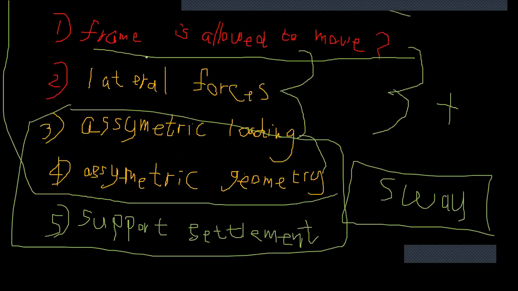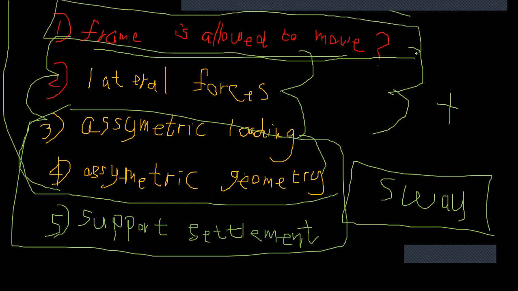Here, if it is not allowed, even with lateral forces, asymmetric configurations, asymmetric geometry, it will not move, right? So there's a link in everything, right? So the first thing is this, right? This should be a preliminary check. And then lateral forces, asymmetric loading, asymmetric geometry, those should be checked, right? So that can be sway influencing, right?